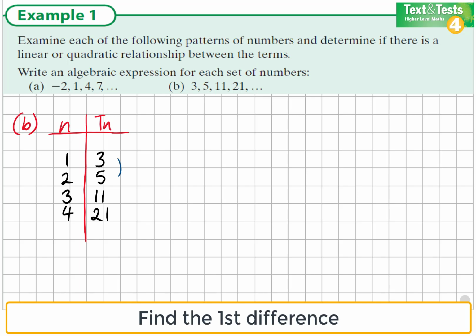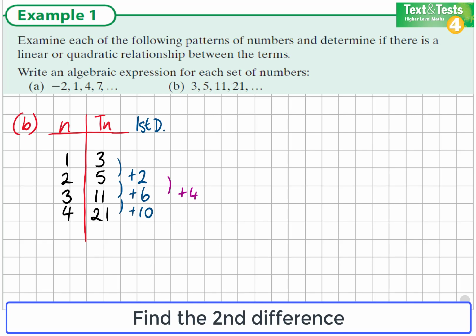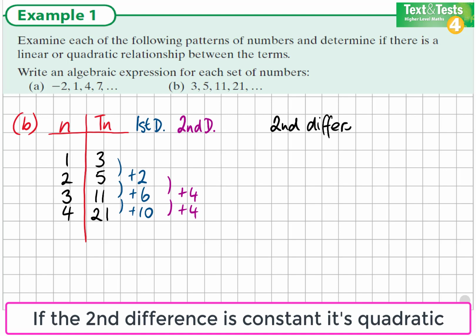The first difference, the difference in 3 and 5 is 2. Between 5 and 11 is 6. And 11 and 21 is 10. The first difference is not constant, so this is not linear. Let's look at the second difference. From 2 to 6 we add 4, and 6 to 10 we add 4. The second difference is constant, so we can say this is a quadratic expression if the second difference is constant.